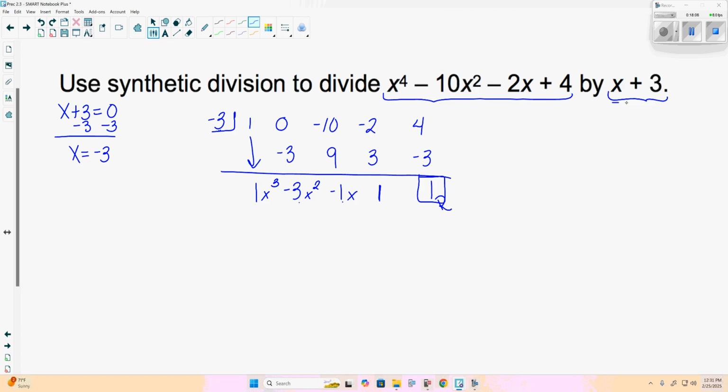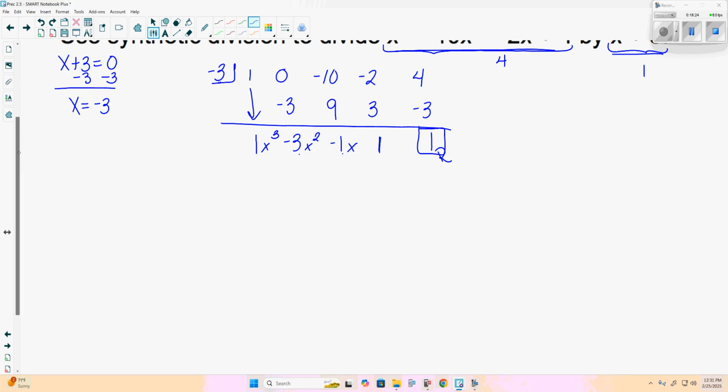Also, our divisor's degree is 1. Our dividend's degree is 4. So our quotient degree should be 4 minus 1, or 3. And what that tells us is that the result that we have is x cubed minus 3x squared minus x plus 1 plus our remainder, which is 1, over our divisor, which is x plus 3.